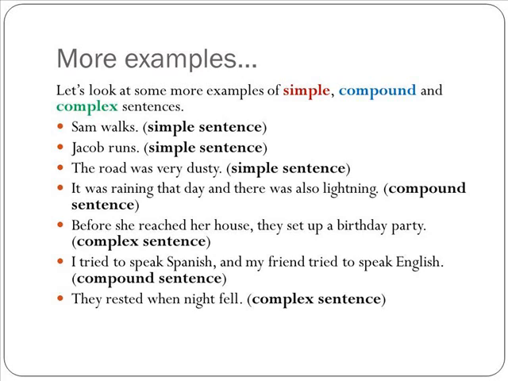It was raining that day, and there was also lightning. This is an example of a compound sentence. Before she reached her house, they set up a birthday party. This is an example of a complex sentence. I tried to speak Spanish, and my friend tried to speak English. This is another example of a compound sentence. And finally, they rested when night fell. This is an example of a complex sentence.